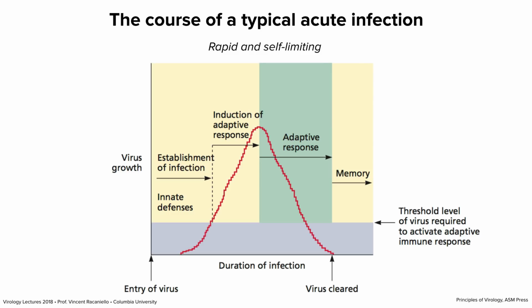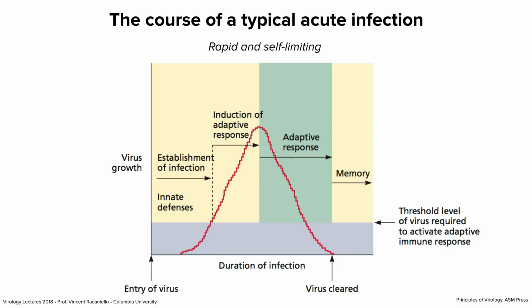Here's the course of a typical acute infection. Again, we're looking at virus growth on the y-axis, time after infection on the x-axis. At the very left, we have entry of virus into the host. The virus begins to replicate. Virus titer is shown by the jagged red line. And of course, that initial replication engages innate defenses, the production of interferons and other cytokines.